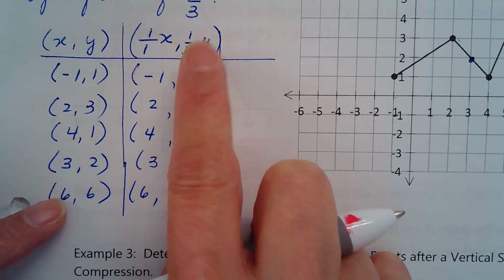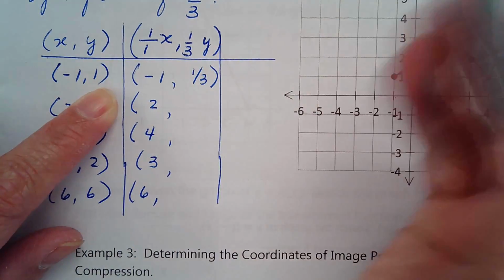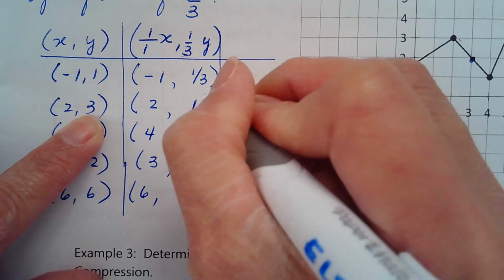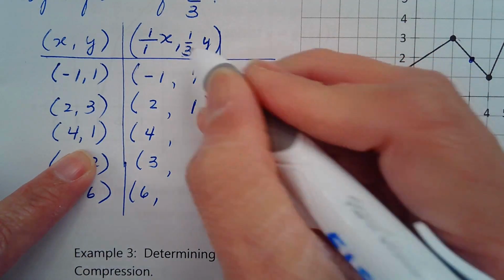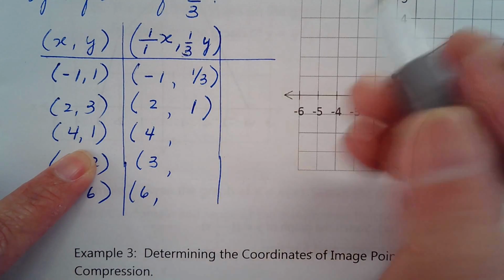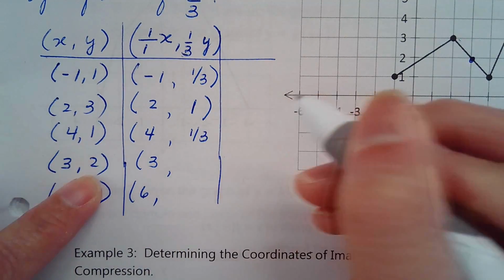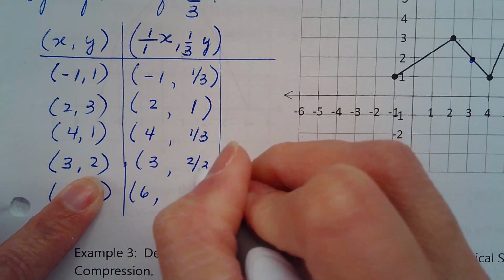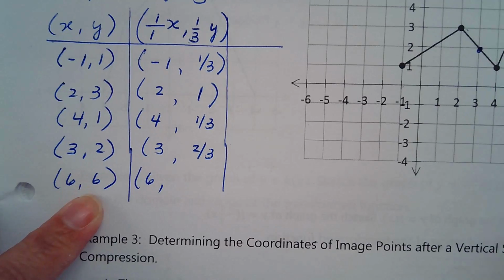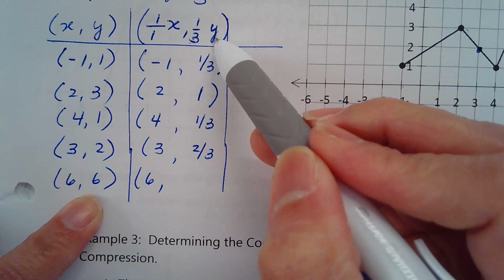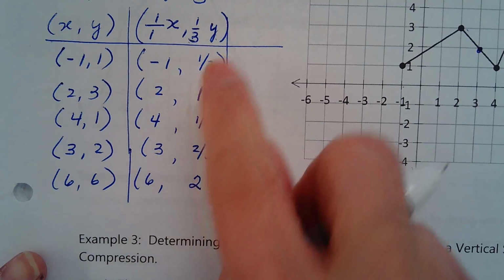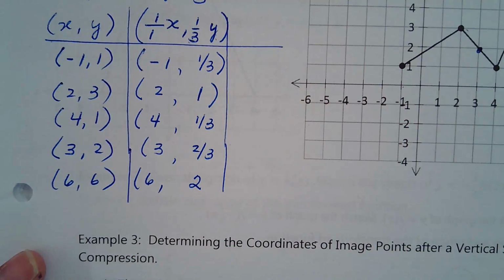So it's going to be 1/3 times 1, it'd be 1/3. 1/3 times 3 is 1. 1/3 times 1, which is 1/3. 1/3 times 2, 2/3. And then 1/3 times 6 would be 2. Okay, so now these are the new points.